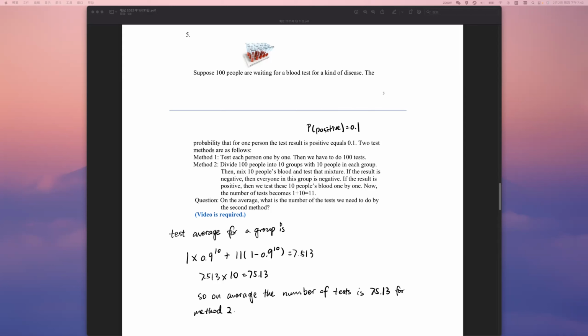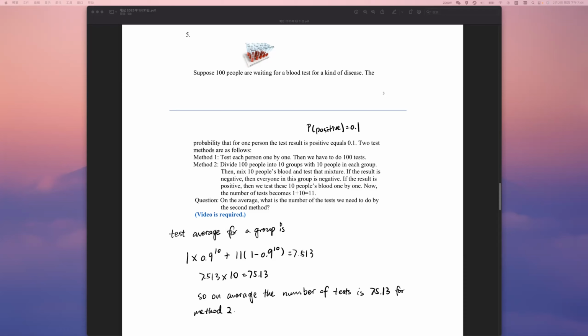For the first case, the mixed texture is negative, which means we only need one test. The probability of this case is 0.9 to the power of 10, because there are 10 people and each individual is independent from the others. Whether they are positive or negative is not affected by other people. So for the first case, the probability is 0.9 to the power of 10.